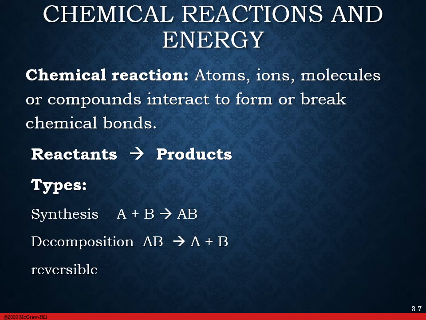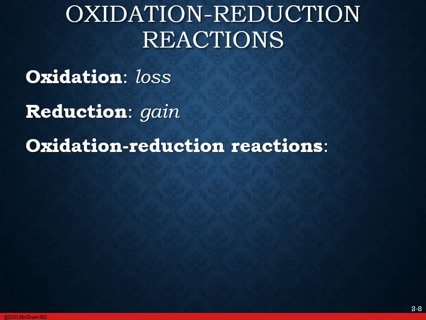And there's some different types. There's a synthesis reaction, which I put a really nice example of. If you take A and you add B, you get AB. That's a synthesis. You're combining. Decomposition is the opposite. You take that AB and it separates into its parts, A and B. So synthesis is putting together, decomposition is breaking apart. And then there's a reversible reaction. Those are chemical reactions in which the reaction can proceed either from reactant to product or in the opposite direction, from product to reactant.